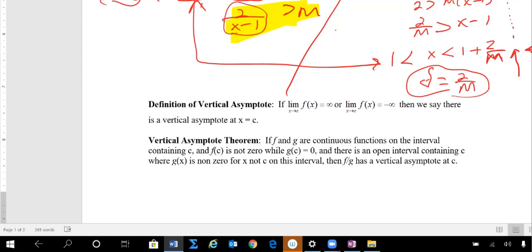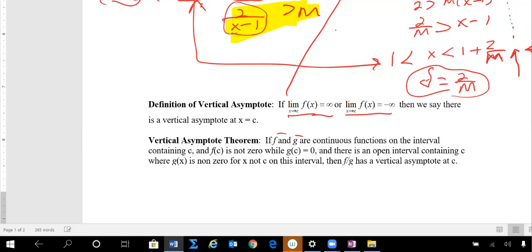The vertical asymptote is precisely one of these limits. If there is a value c where this occurs, if either one of these occurs, then there's a vertical asymptote at x equals c. And here's another theorem involving the vertical asymptote. f and g are continuous functions on some interval containing c, with f of c not 0, while g of c is 0.